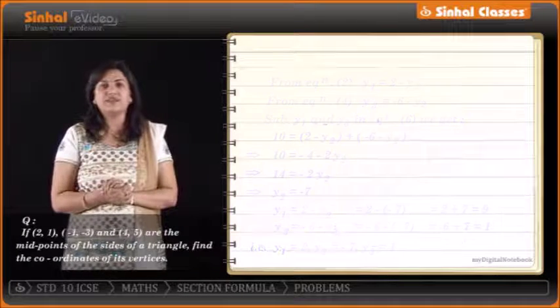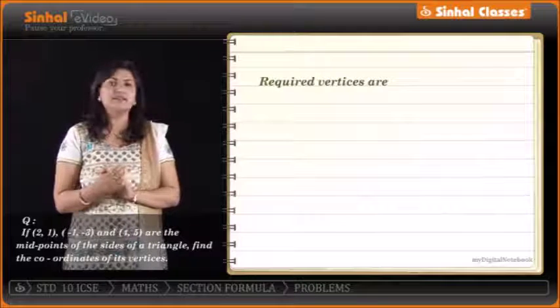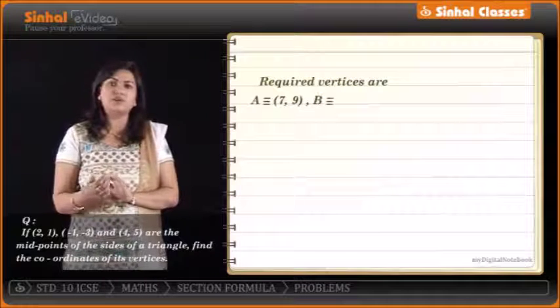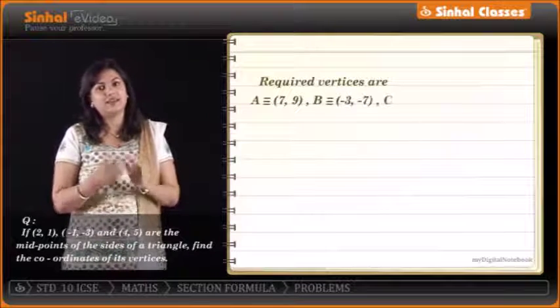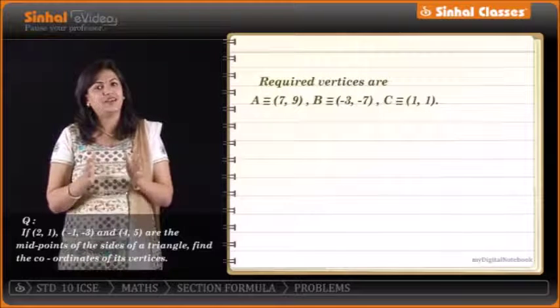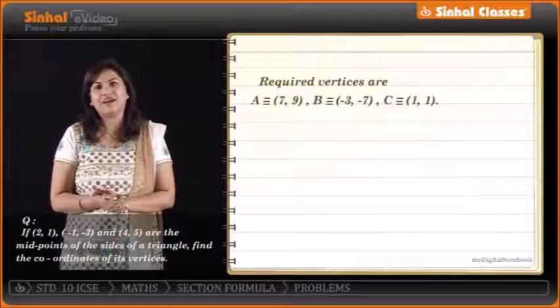So the required vertices: A will have the coordinates 7, 9, B has coordinates minus 3, minus 7 and C will have coordinates 1, 1. So we have finally found out the 3 vertices of the triangle ABC.